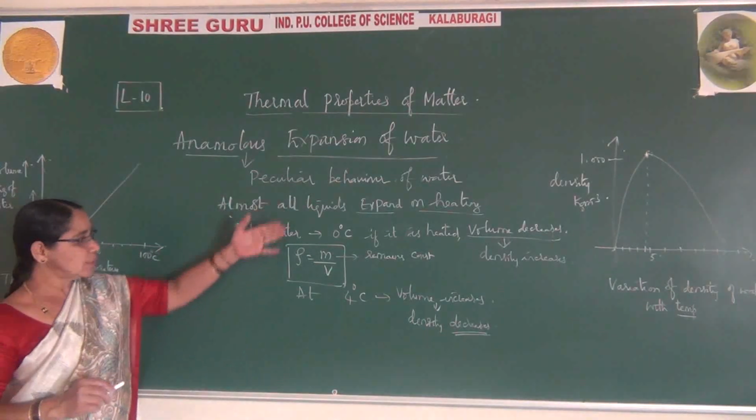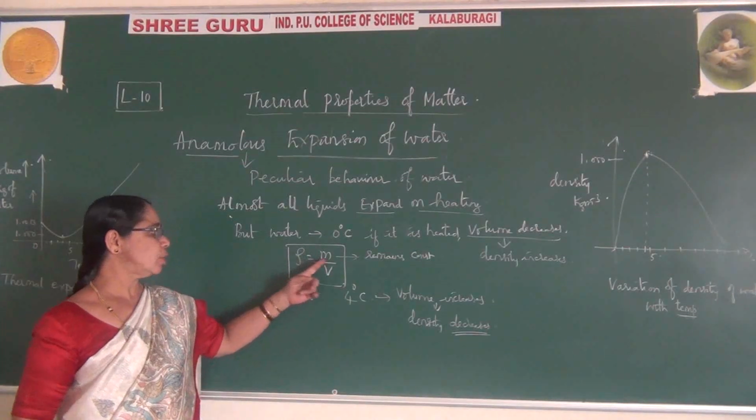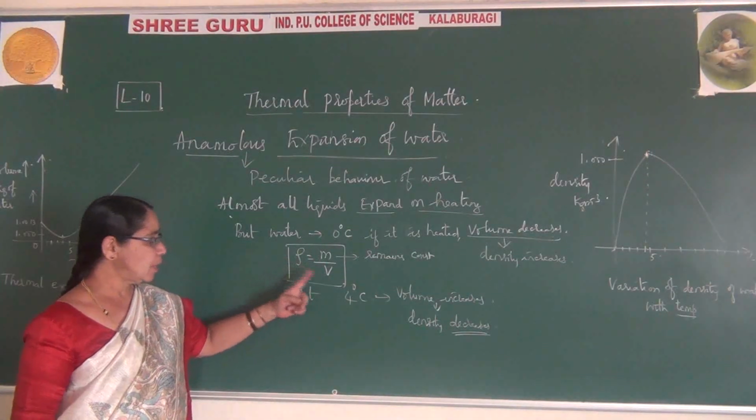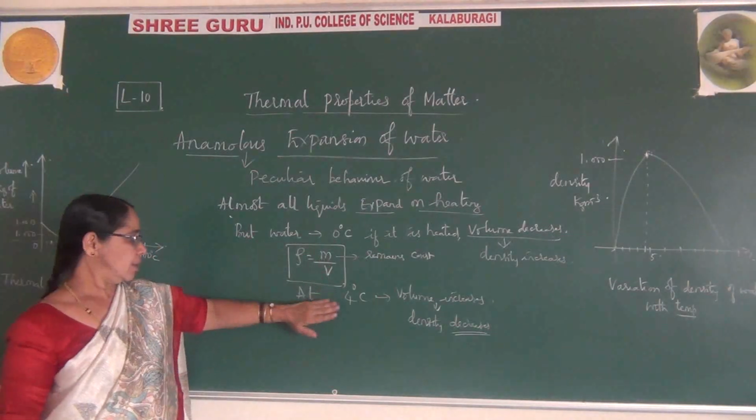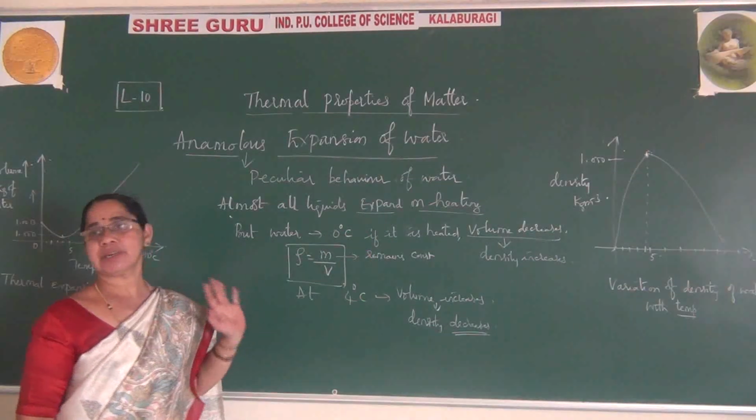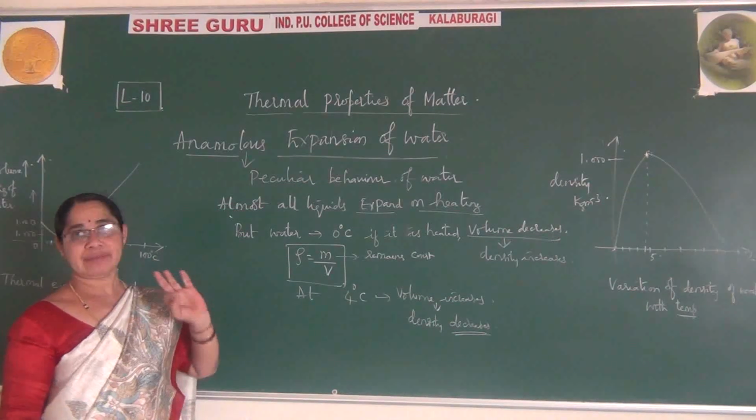So you just remember these conditions. Remember the formula, density is equal to mass by volume. We are only speaking about density and volume, at 4 degrees centigrade and at 0 degrees centigrade. Hope you understand. This is a peculiar behavior of water.